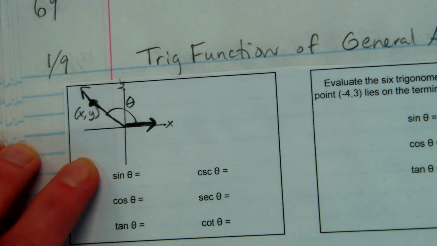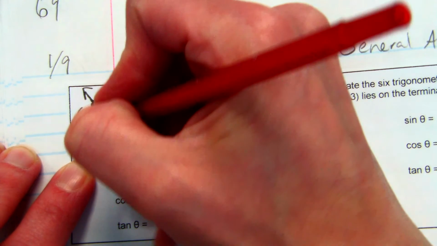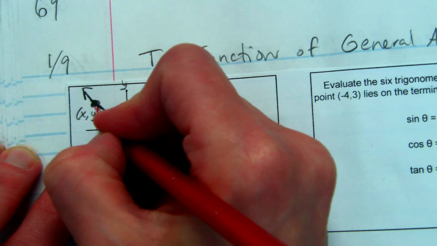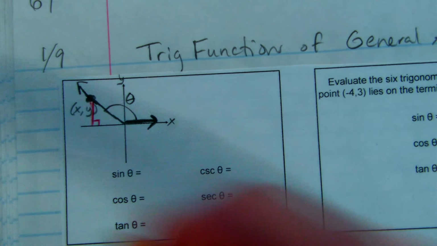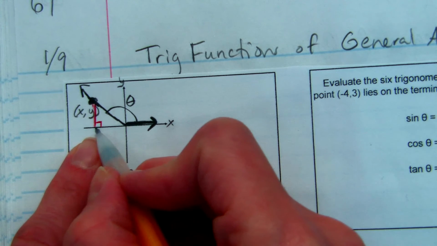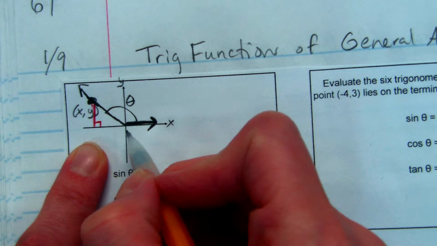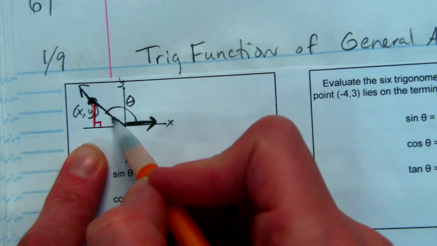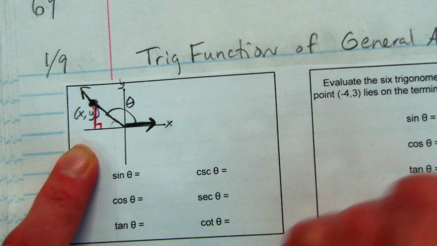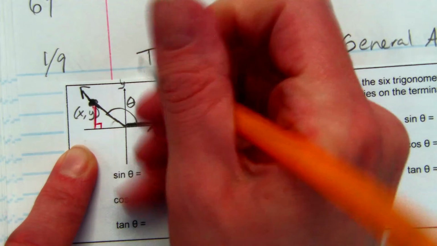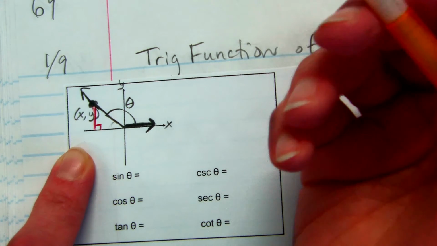Where it comes from, we could draw, I'm going to use a red pen just to illustrate, a line from here down to the x-axis to make a right triangle. And then what those coordinates were would give us sides of the triangle. And we would consider this angle over here a reference angle that kind of goes with it. It's going to get a little confusing.